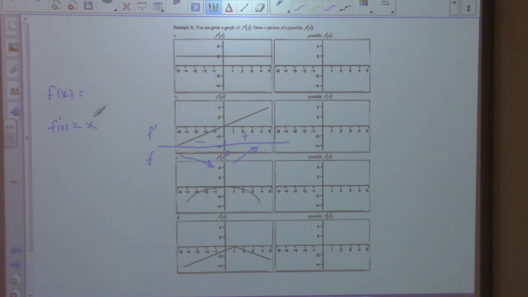So what do you take the derivative of to get x? If you're going to create a derivative and you get f prime of x equals x, what was this thing right here, or could it have been?